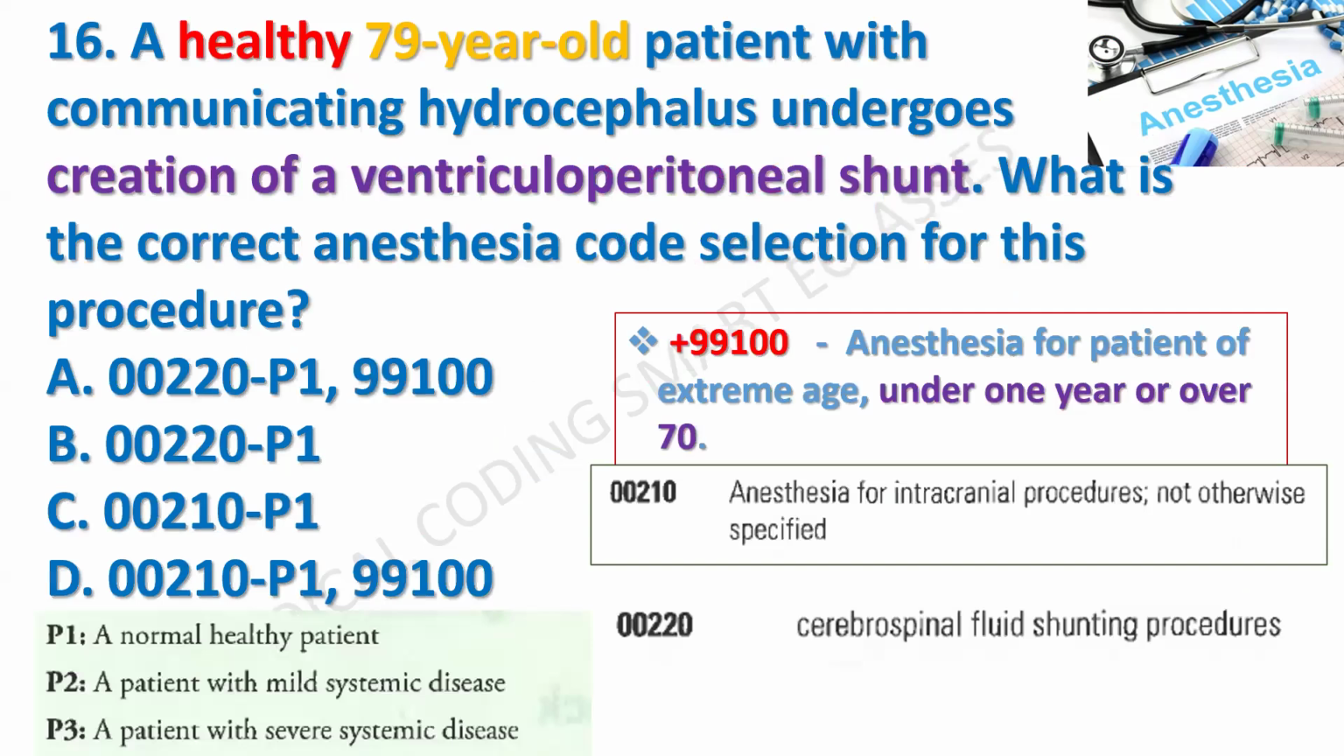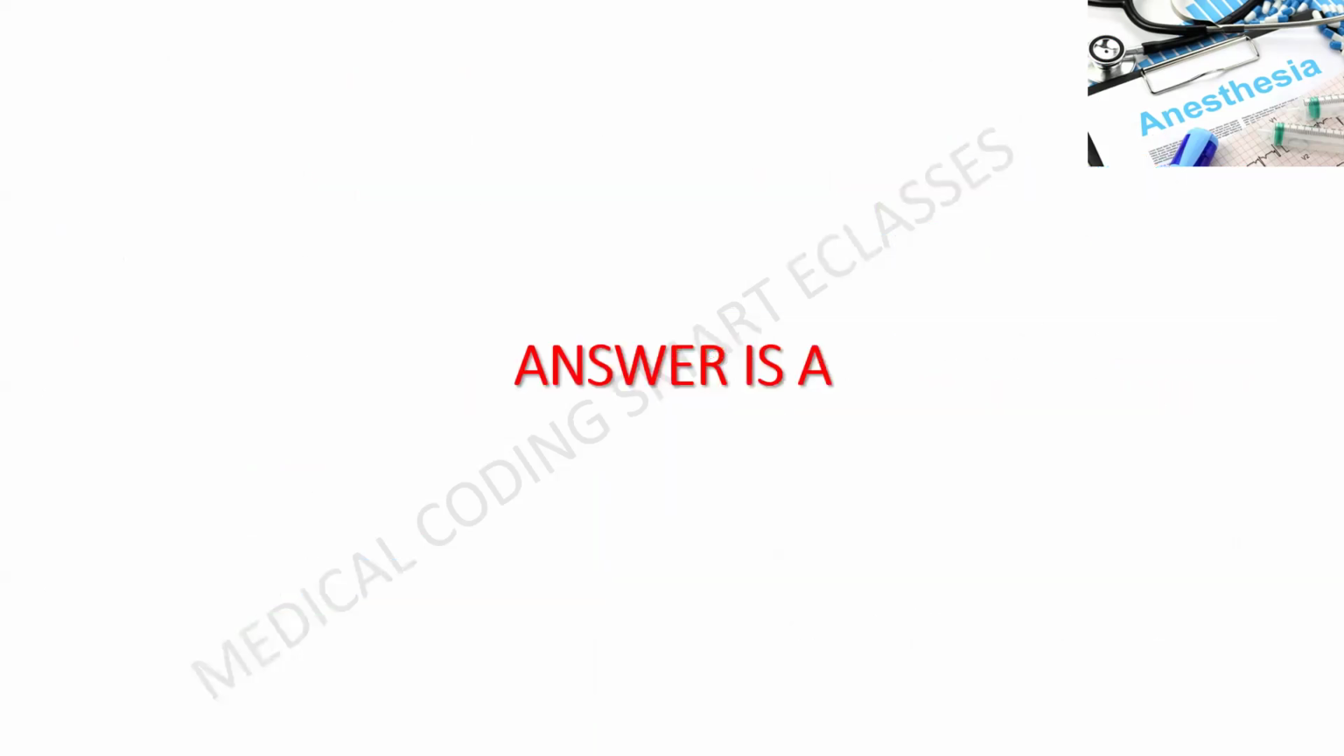A healthy 79-year-old patient with communicating hydrocephalus undergoes creation of a ventriculoperitoneal shunt. So here, this is an extremely aged patient, 99100, and modifier P1, as the patient is a healthy one. Now, what is the difference between 00210 and 00220? Anesthesia for intracranial procedure, and if it is CSF, cerebrospinal fluid, we have to report 00220. Okay, so the answer is option A.